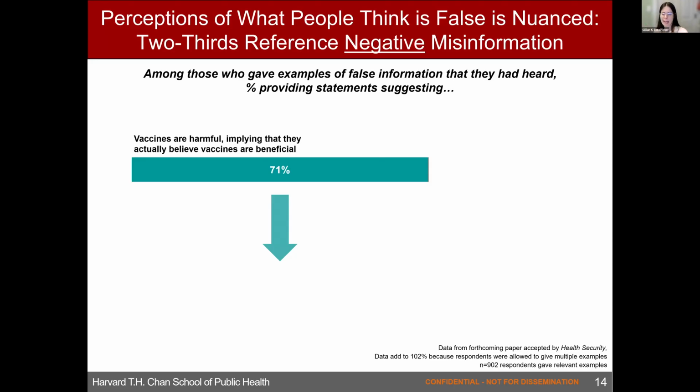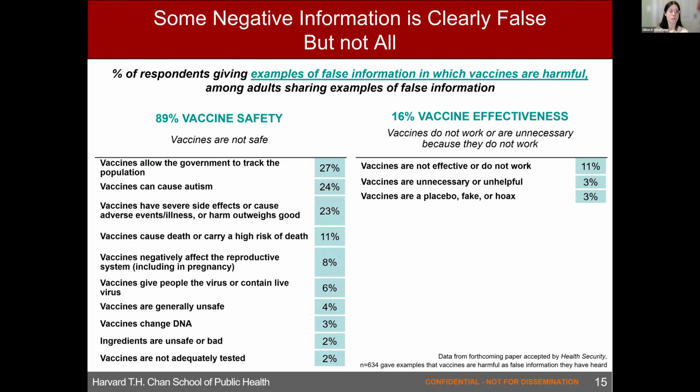These people are like, yeah, the information I get is negative and it's wrong. And so we asked, what are examples of the false information that you might have heard? And then we organized their open-ended responses, looking at it qualitatively. There are some things that are really objectively not true and negative, right? For example, vaccines allow the government to track the population. That was a very common point of misinformation.